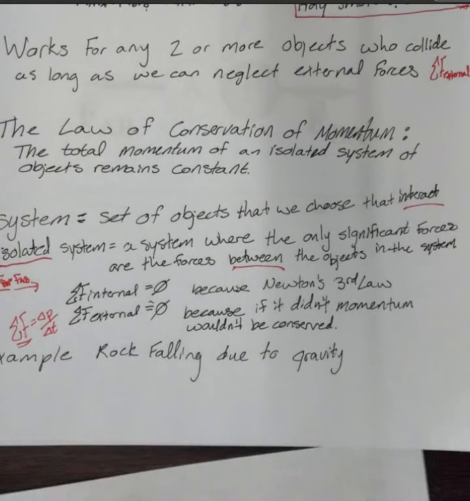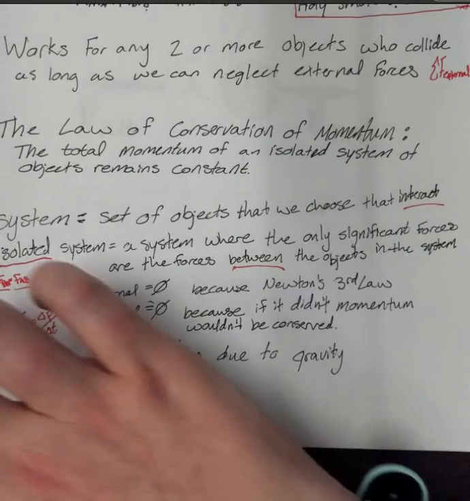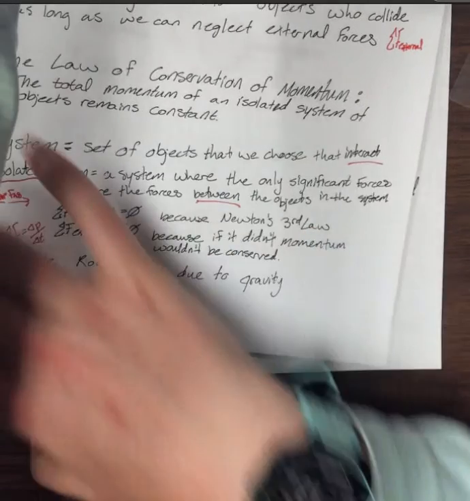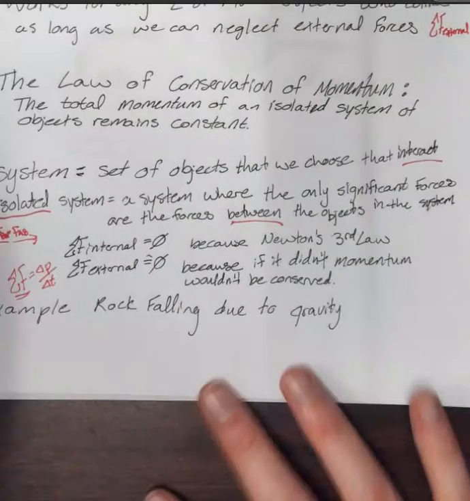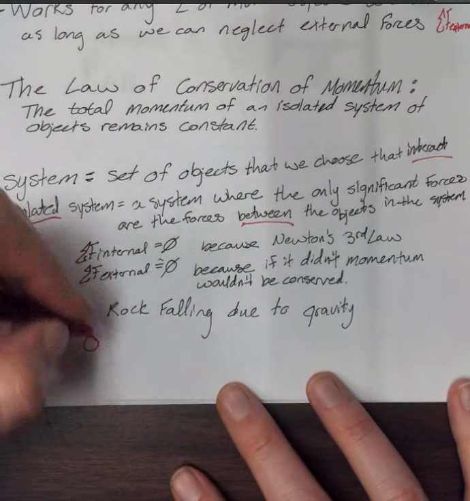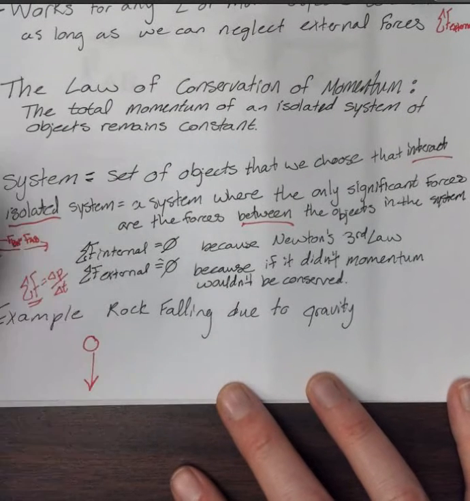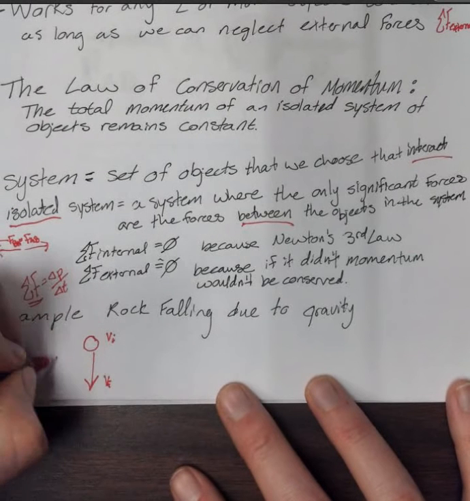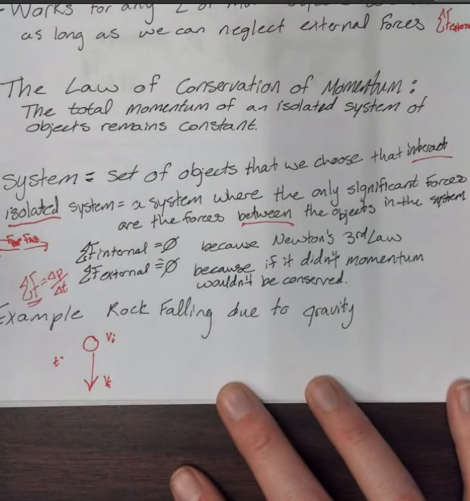So an example of this would be a rock falling as a result of gravity. Let's consider a situation where we define the system as just a rock. All right, if our system is only the rock, then what happens is a rock falls toward Earth. It has an initial velocity and it has a final velocity, and that occurs over some time. This is starting to look a lot like a kinematics problem.